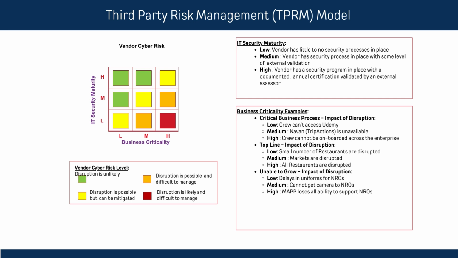Then you have the model. This is where they are categorized: low, medium, high. What's the impact if their service goes down? Where do they fit in the risk matrix? So this is all subjective and qualitative, not quantitative. So this fits into low, medium, high, certain things. Top line, unable to grow, business criticality, IT security, sometimes called the common maturity model. Whereas how do they handle things if something breaks or something doesn't work or something gets compromised, how do they work with that information?